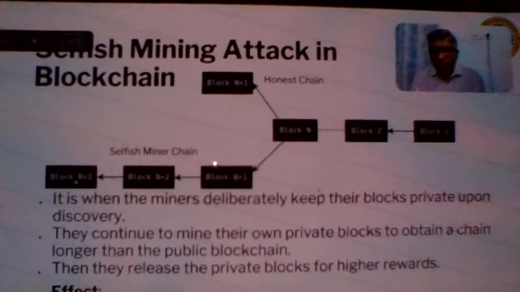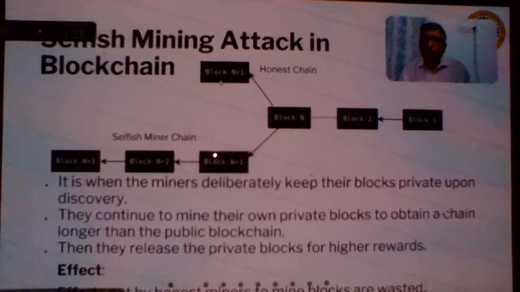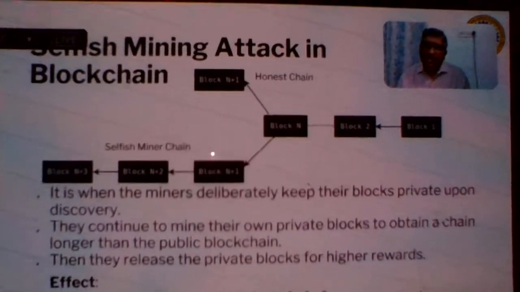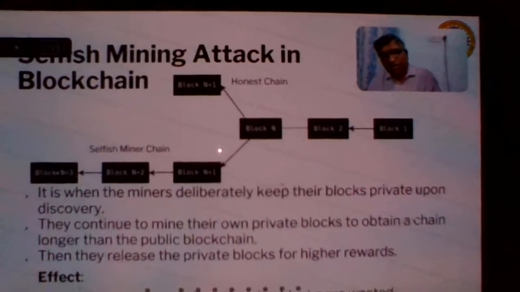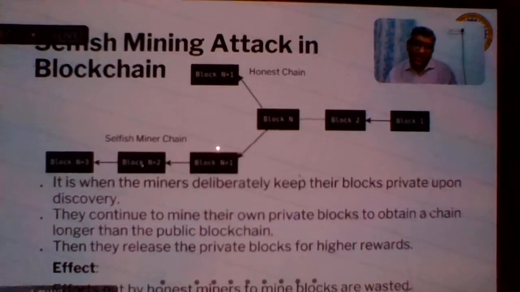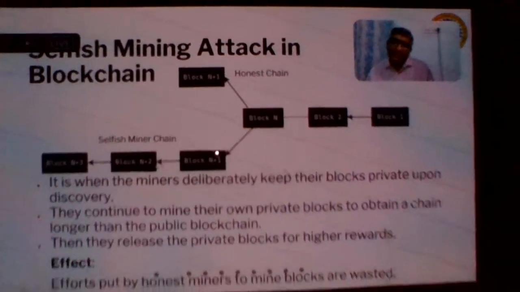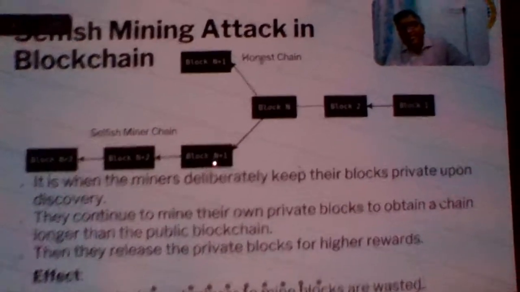So what has happened? Two sets of sequence. There are 3 blocks on one side and there's 1 block on the other side. The second block is getting added, but by then the third block has already been added here. So others will come and give more confirmations here. And when they give more confirmations here, this selfish chain becomes the actual chain. And the honest chain gets dumped. This is the kind of process that people are having.